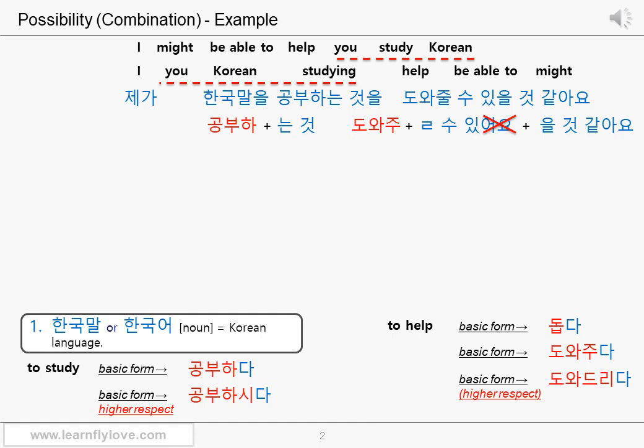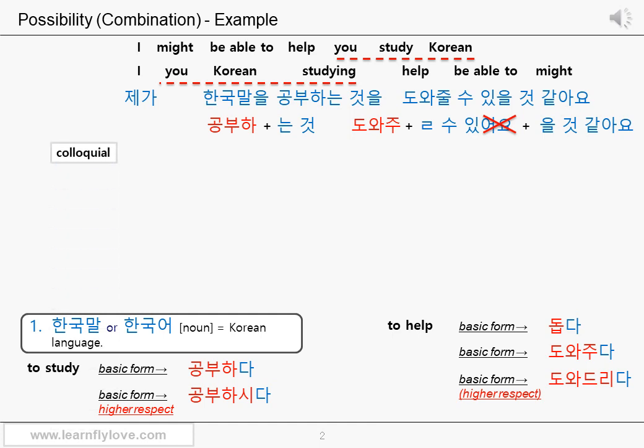제가 Korean studying, 한국말을 공부하는 것을 help be able to might, 도와줄 수 있을 것 같아요. 제가 한국말을 공부하는 것을 도와줄 수 있을 것 같아요.